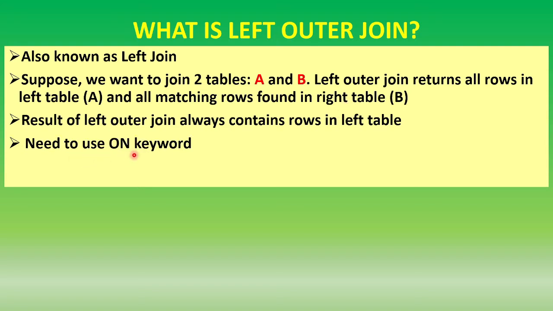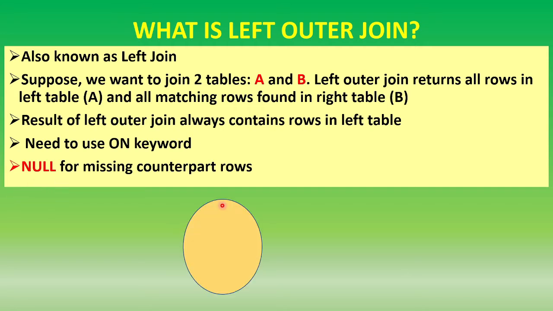You need to use the ON keyword while writing the query. And NULL is used for missing counterpart rows. If any field is missing, then you have to use NULL over there. So now we'll see the example of left outer join with the Venn diagram first, and then we'll go to query and table example.